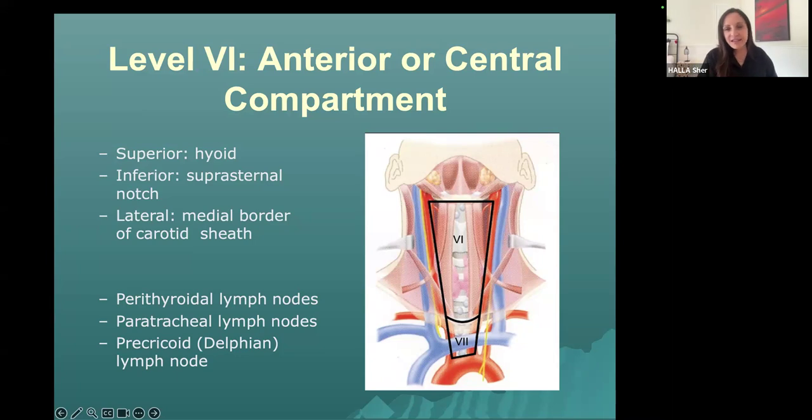So the central compartment contains within it the thyroid gland, the parathyroid glands, also parathyroidal lymph nodes, as well as paratracheal lymph nodes. Also part of level 6 is the Delphian lymph node, which you see here anterior to the cricoid cartilage. And when we see pathologic enlargement of the Delphian lymph node, then we have raised concern for an advanced thyroid malignancy or laryngeal malignancy.